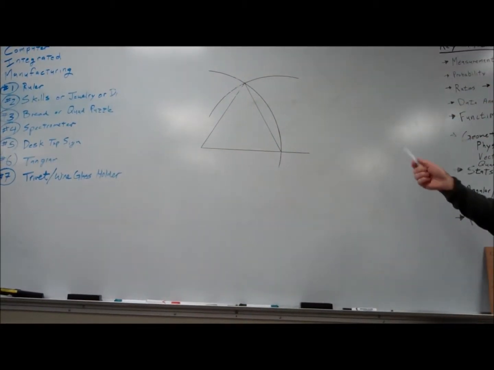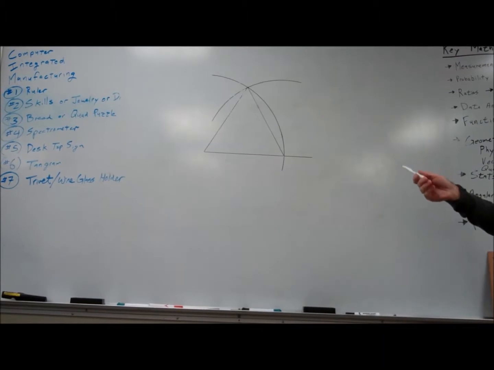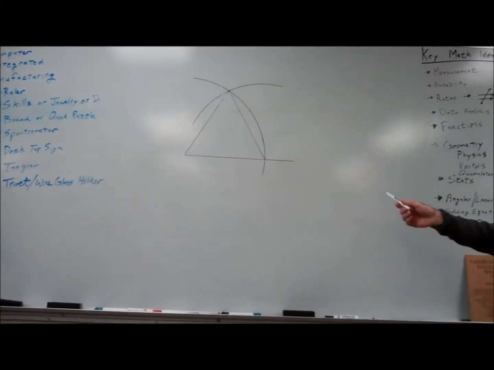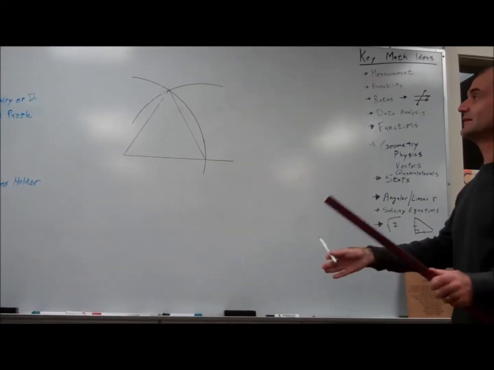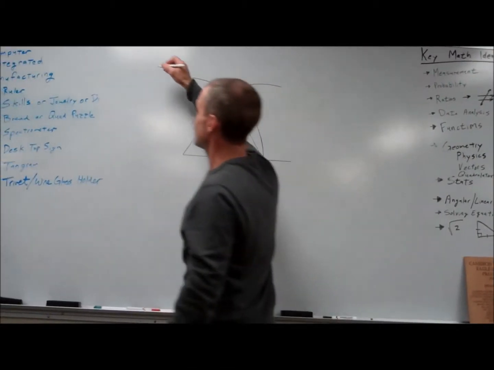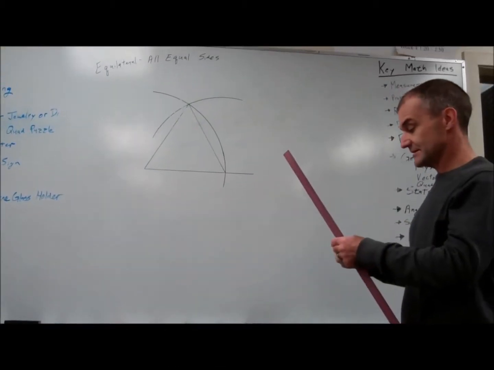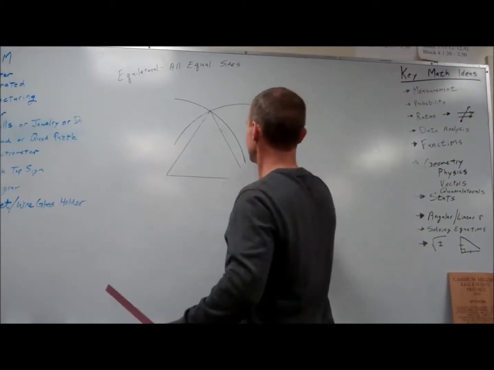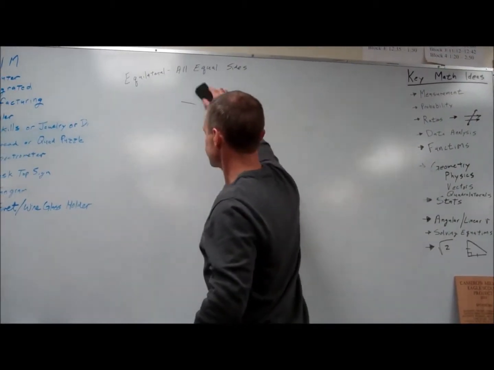So understanding the concepts of constructions really helps a lot in design and layout, whether it's on CAD or whether it's on a set of plans. So our first construction is an equilateral triangle. The next construction I was going to go over is bisecting an angle.